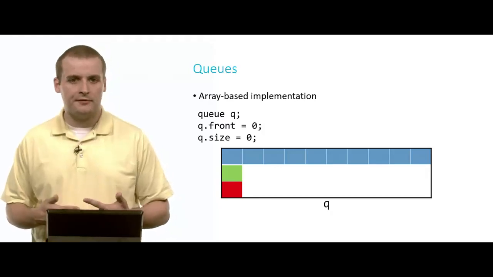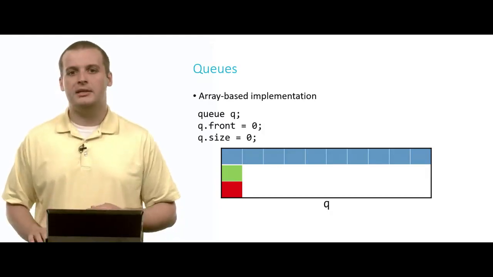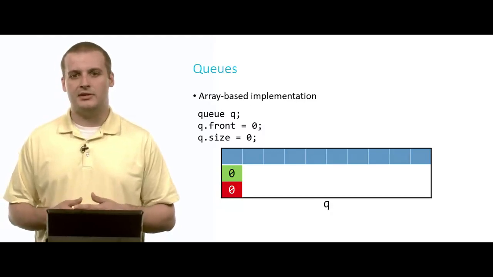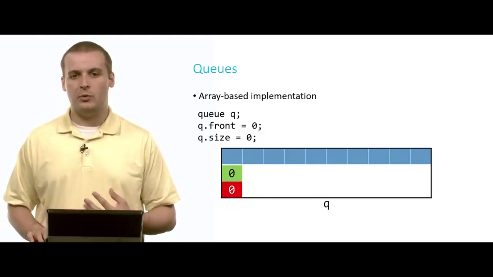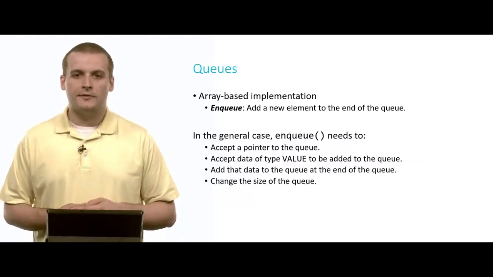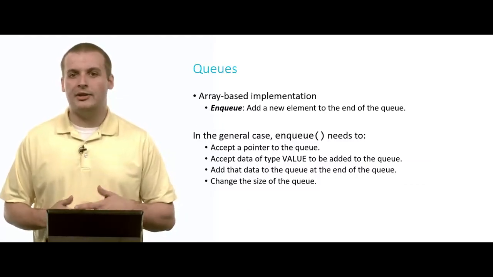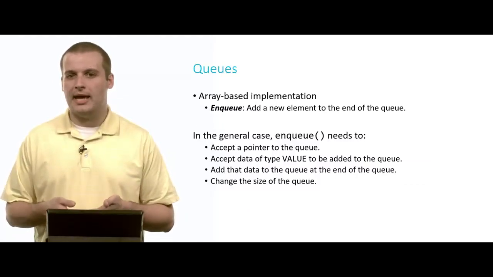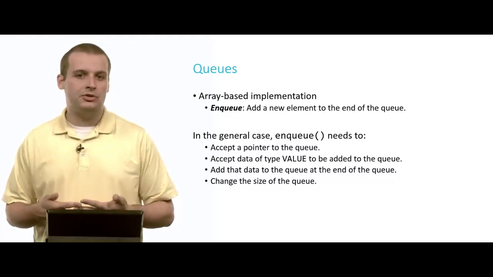So if we say queue.front equals 0 and queue.size equals 0, we're putting zeros into those fields. And at this point, we're pretty much ready to begin working with our queue. So the first operation we can perform is to enqueue something, to add a new element to the end of the queue. Well, what do we need to do in the general case?